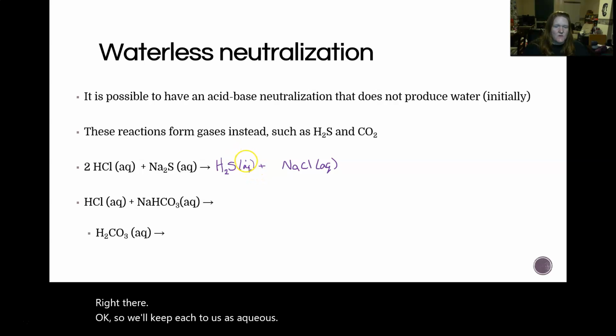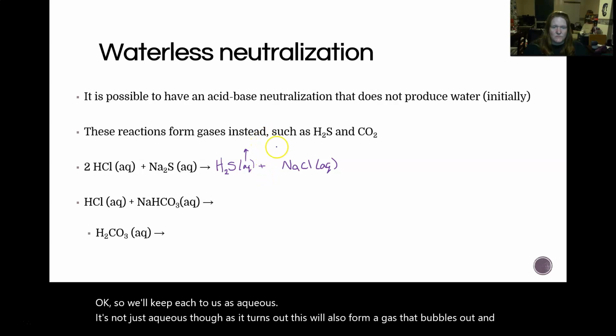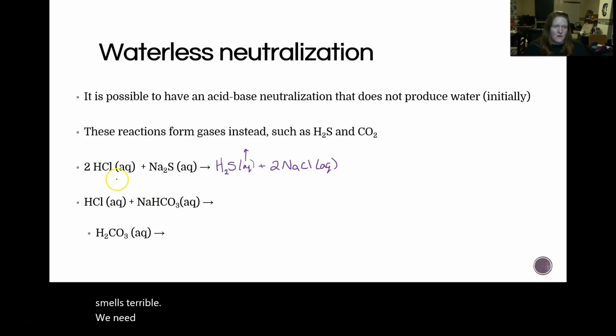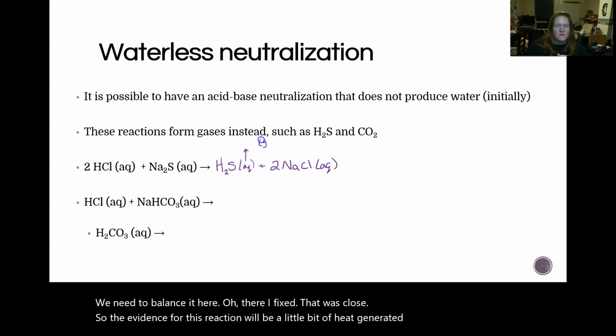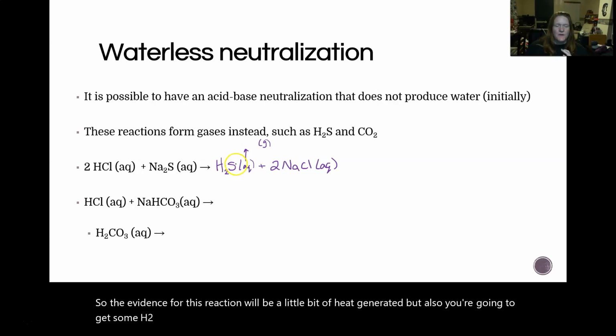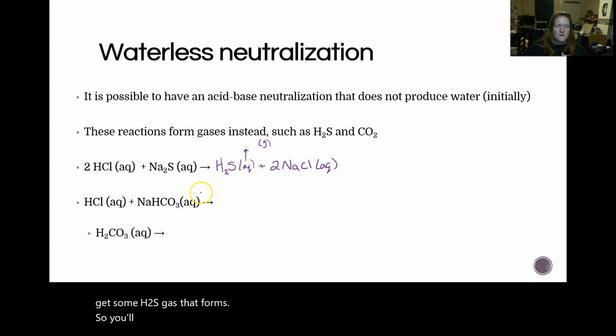It's not just aqueous, though. As it turns out, this will also form a gas that bubbles out and smells terrible. Oh, we need to balance it here. Oh, there. I fixed that. That was close. So the evidence for this reaction will be a little bit of heat generated, but also you're going to get some H2S gas that forms. So you'll see bubbles.